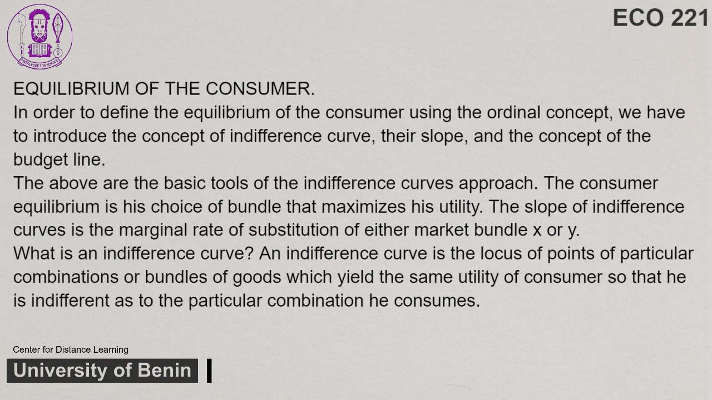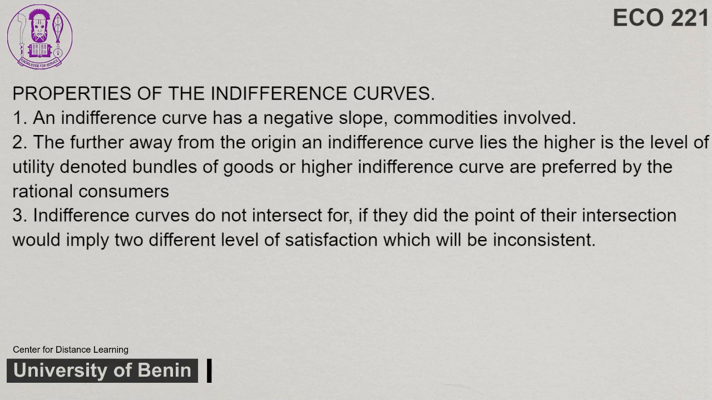What is an indifference curve? An indifference curve is the locus of points of particular combinations or bundles of goods that yield the same utility to the consumer, so that he is indifferent as to the particular combination he consumes. Properties of indifference curves. 1. An indifference curve has a negative slope, given the commodities involved. 2. The further away from the origin an indifference curve lies, the higher is the level of utility denoted. Bundles of goods on a higher indifference curve are preferred by rational consumers. 3. Indifference curves do not intersect, for if they did, the point of their intersection would imply two different levels of satisfaction, which would be inconsistent.